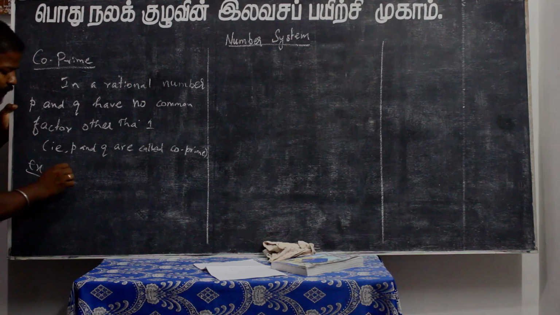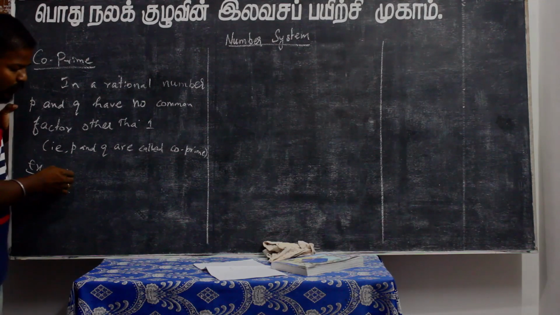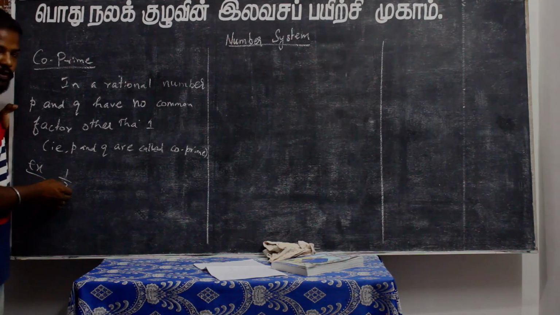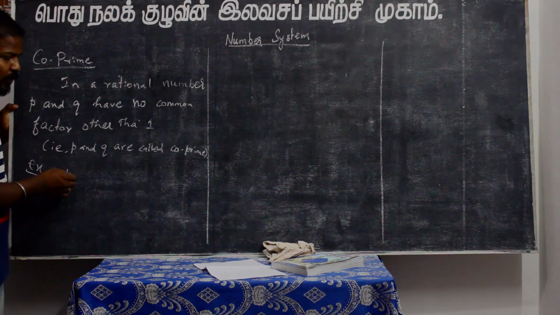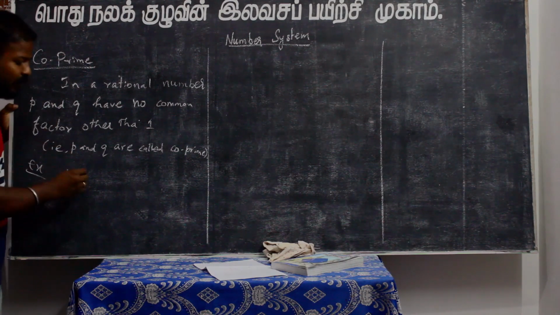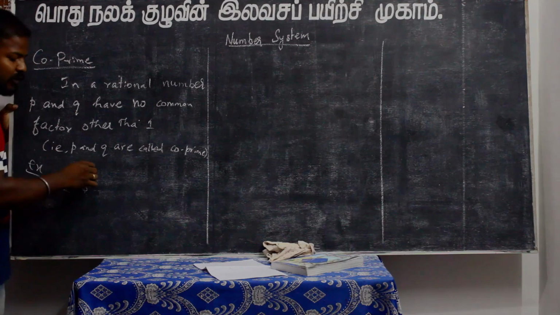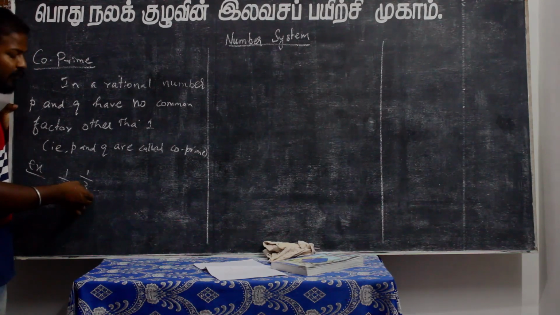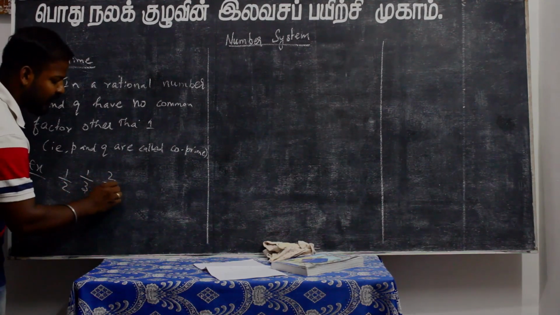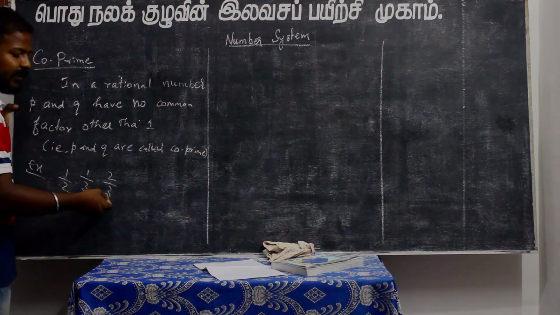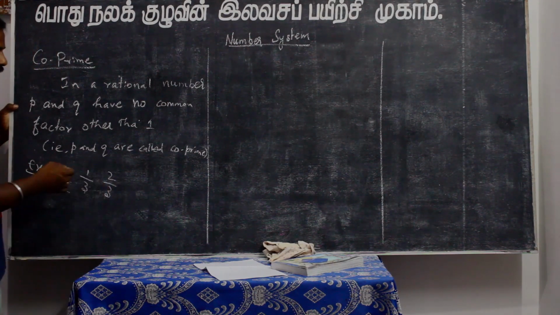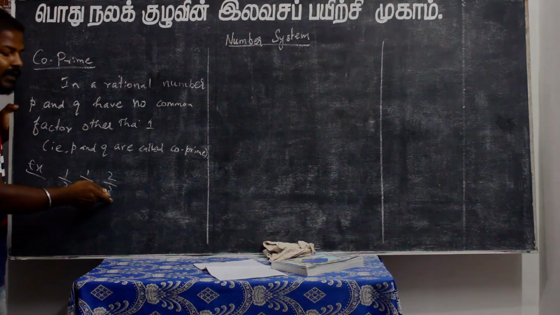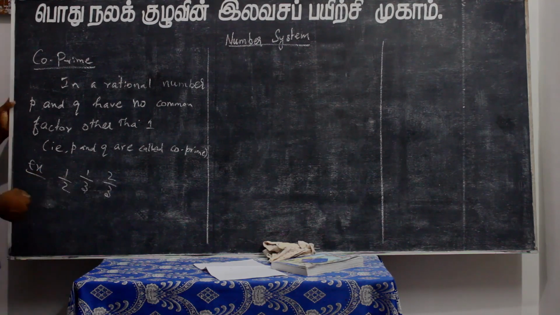So 1 divided by 2. What is the common factor of 1 and 2, your p and q? Both have only the common factor 1. Then 1 divided by 3, both have the common factor 1. What about 2 divided by 3? The common factor is 1. So clearly we can say 2 and 3 are co-prime numbers.